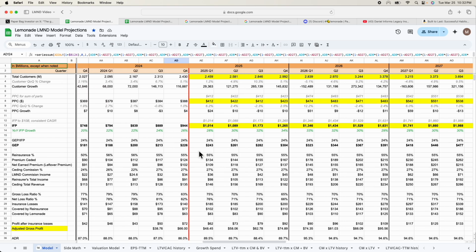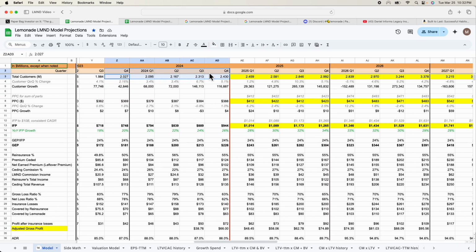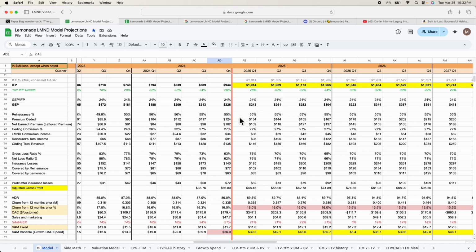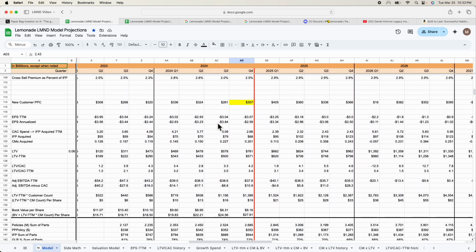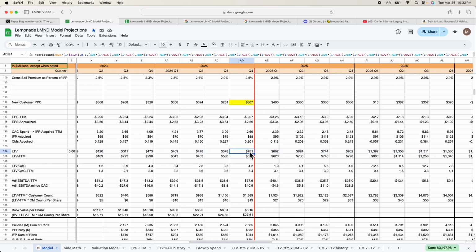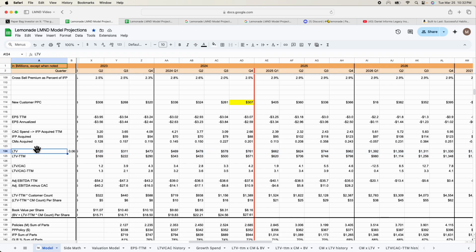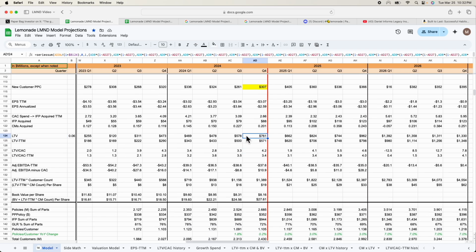You can see that the customer count, the top line in the model here, continues to rise. We know 2.43 million customers here as of the end of 2024. And then down here, on line 124 of my model, is the LTV. So it's estimating the lifetime value of each customer. I calculated it based on the metrics we have in each quarter.